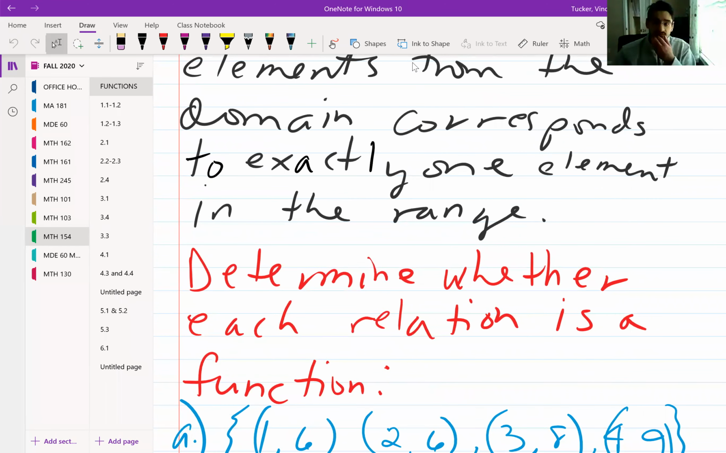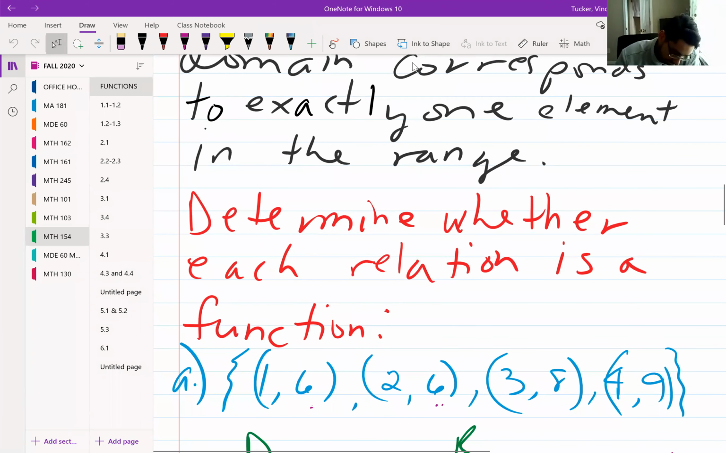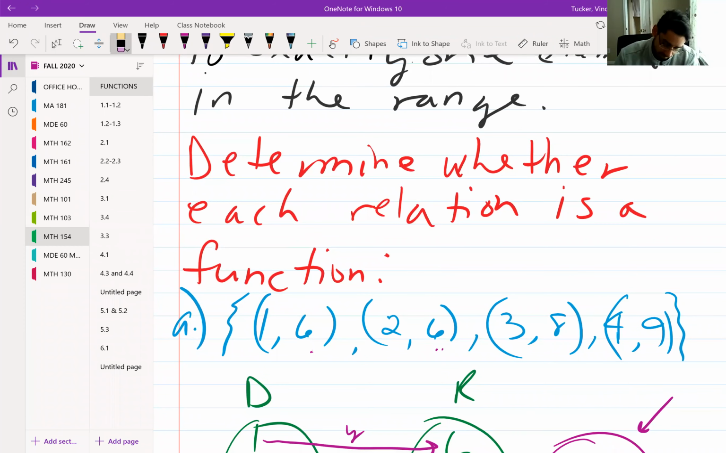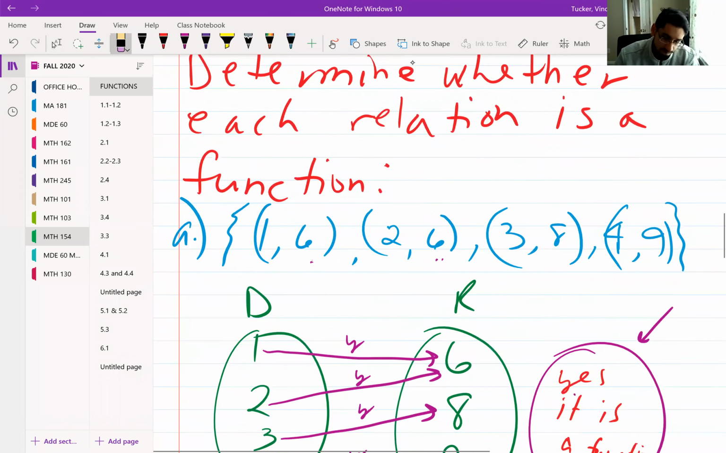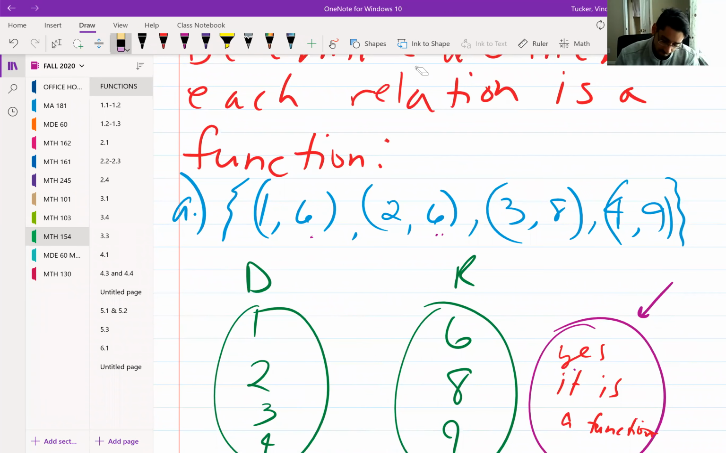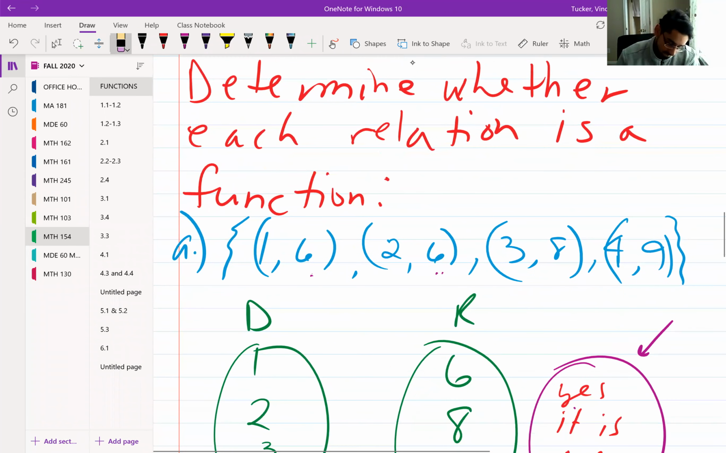So first example under this is to determine whether each relation is a function. So in this example, once again, we determine whether each relation is a function. Next one, notice the difference. We'll be trying to determine whether each equation is a function. So, right, erase this real quick. Scroll back down. Okay, wait for you guys to write that, then we'll look at it.